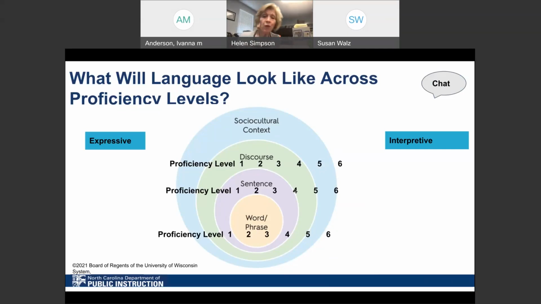For you folks who are veterans, would you type into the chat box what discourse refers to in our English language development standards, just in everyday language? What is discourse? Can you type it in the chat box? Text complexity. Thank you, Tamara. Okay, absolutely.